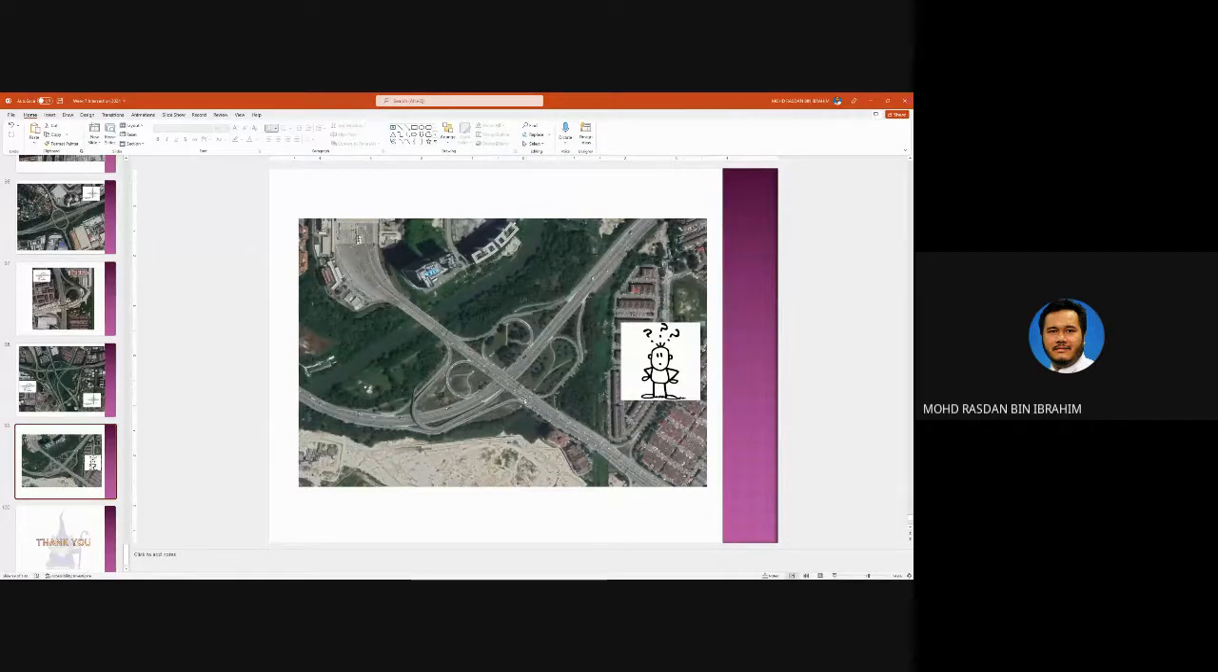So it depends on the space, depends on creativity and depends on safety. Ultimately it depends on safety. Okay, if you have the space, no problem. You can construct anything you like. Okay. Any questions?